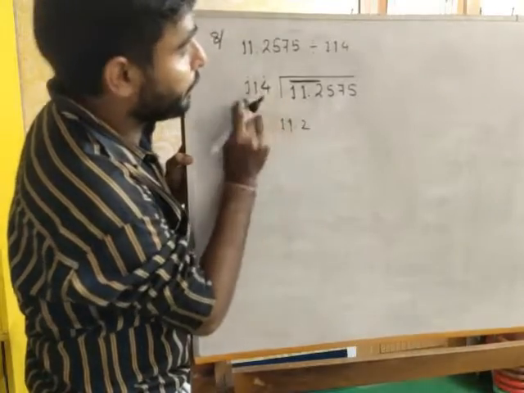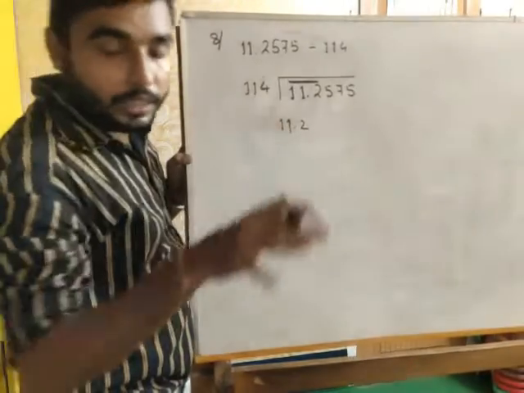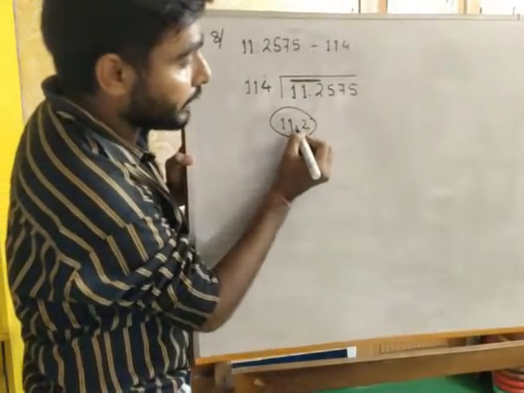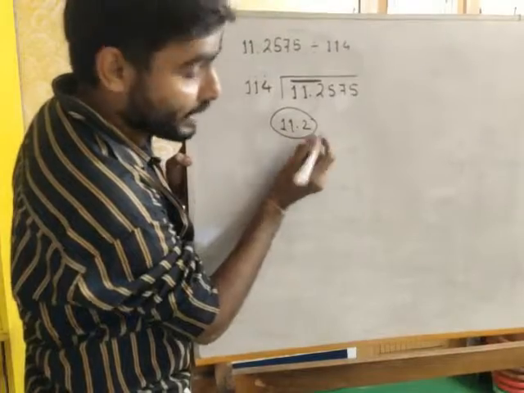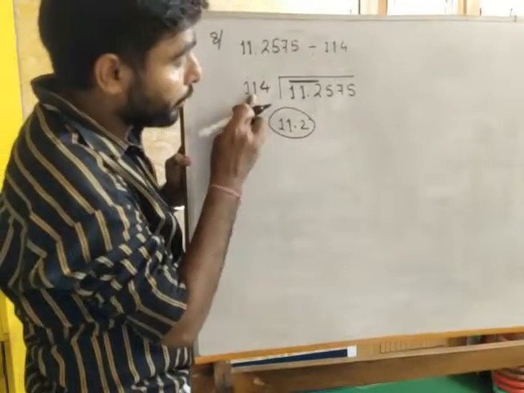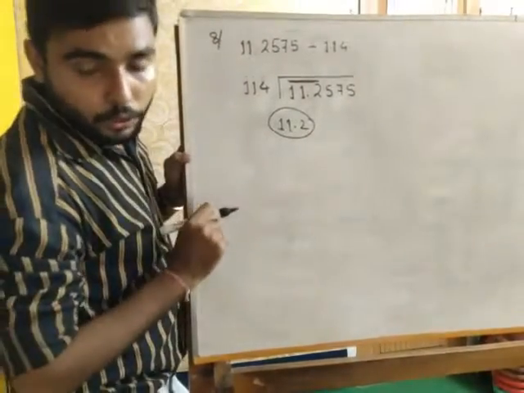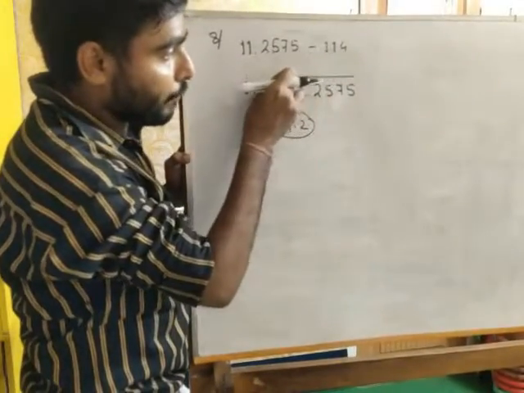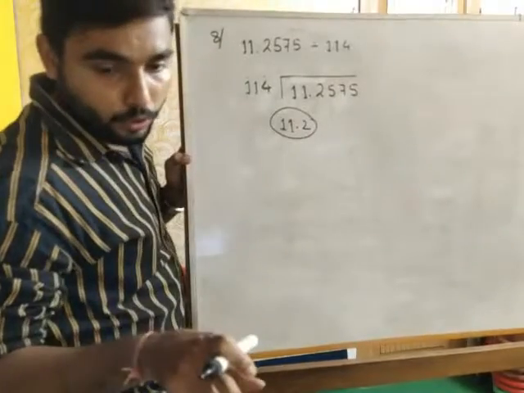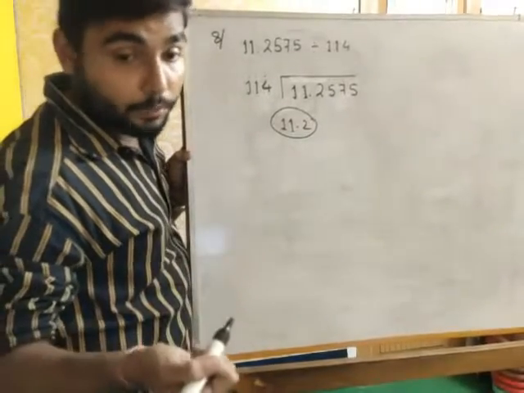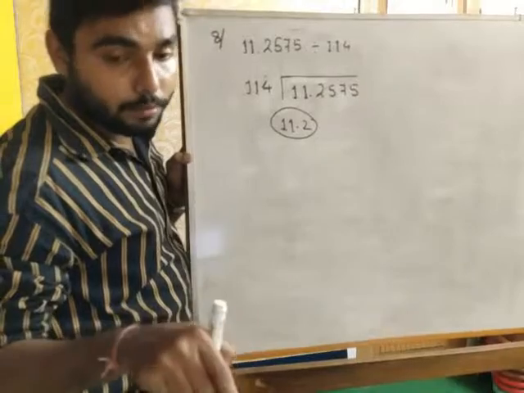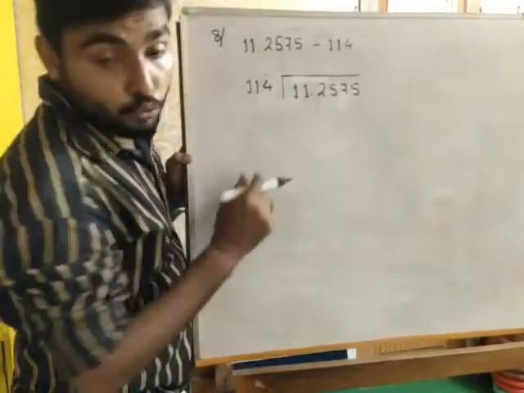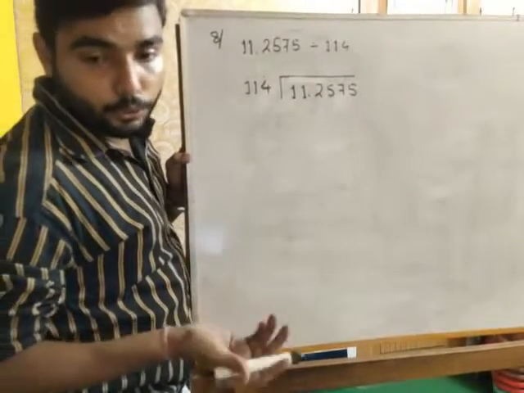11.2 will never be in the table of 114. So you won't consider these 3 digits together because there is a decimal sign and it will make the number 11.2, which is not a whole number. So first you take the whole part only. If I take 114 one time, I will get 114. So can I take one time also? No, because if I take one time, then it gives us a number which is greater than 11. So what do I have to take? I have to take 0 times.